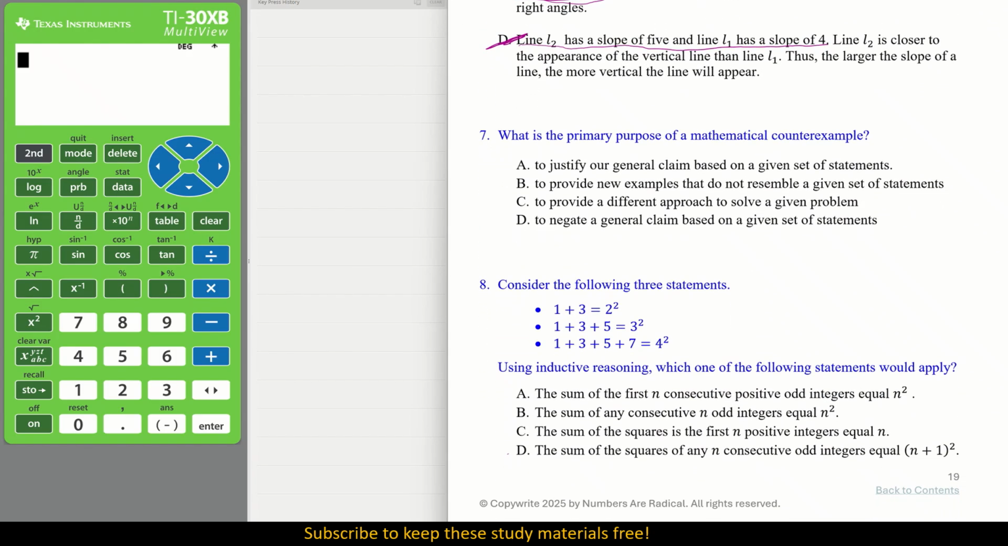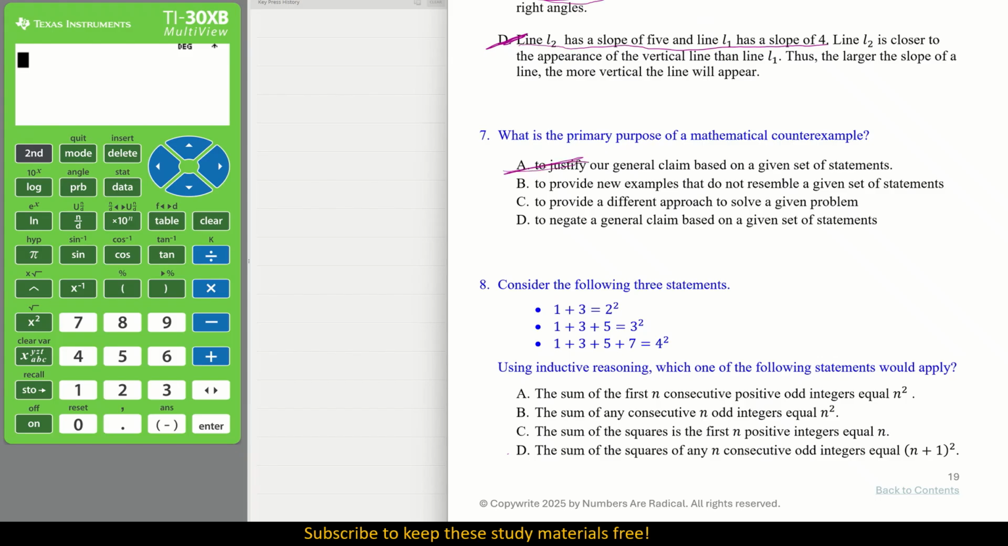Number 7. What is the primary purpose of a mathematical counterexample? Well, that's to get the contradiction, to start out with something that's on the contrary, the opposite of. A says to adjust our general claim based on the given set of statements. No, we are not. Excuse me, not adjust, justify. We're not trying to justify.